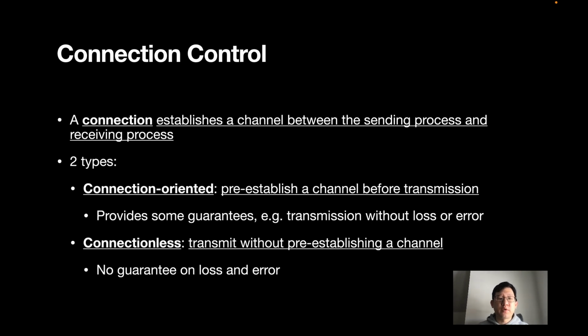Next, we have connection control. And a connection establishes a channel between the sending process and the receiving process, and there are two types within the transport layer. First, you have connection-oriented, and that's where the protocol tries to pre-establish a channel before transmitting. And by doing that, it can provide some guarantees. For example, it transmits without loss or error.